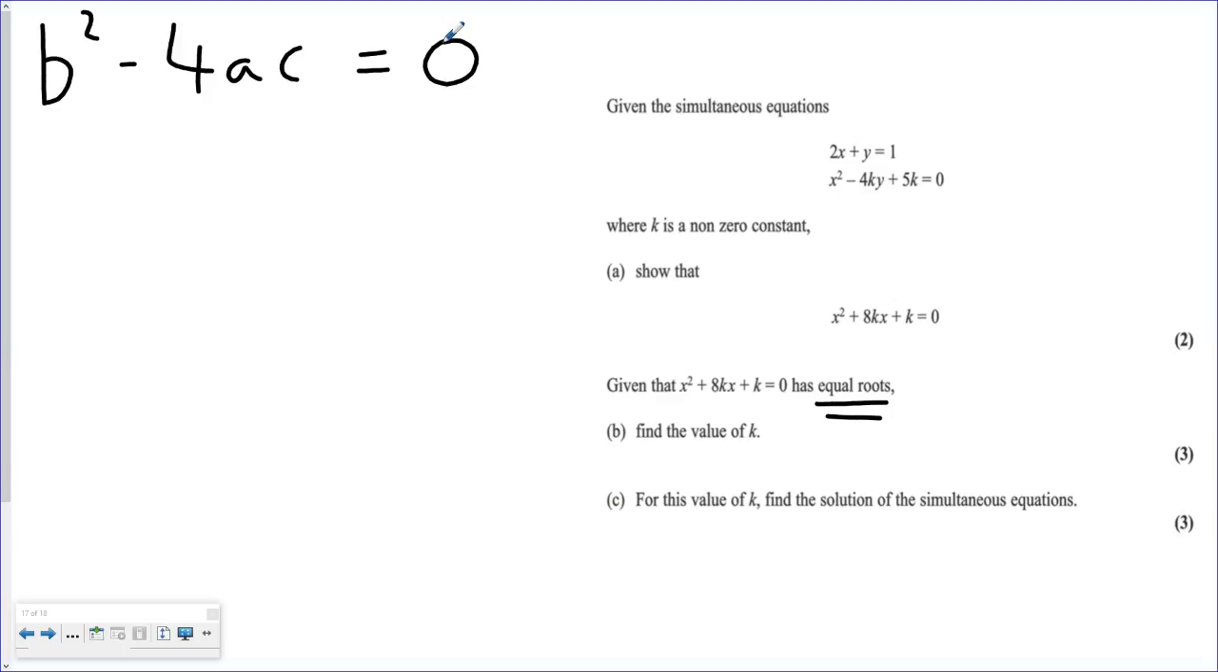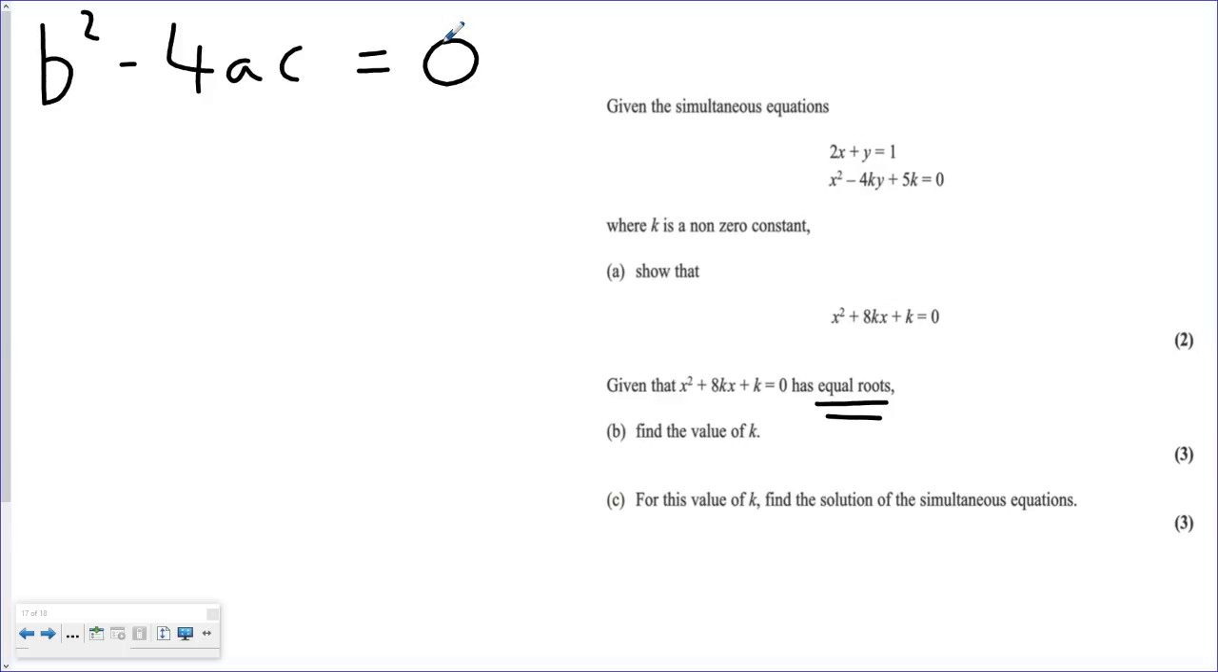If it's a positive number, then there'll be the positive and the negative part that you take from that. If it's a negative number, you can't square root a negative number. Well, as long as we're talking about real numbers, we can't square root a negative number. So in that case, there'll be no solutions. But we're looking at equal roots, so when it's equal roots, b squared minus 4ac will equal 0, which makes it a little bit easier because we're not dealing with any inequalities here.